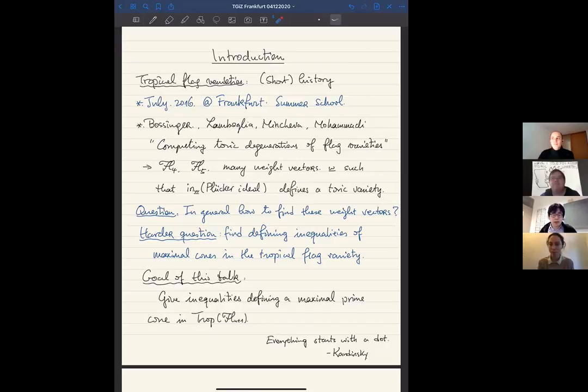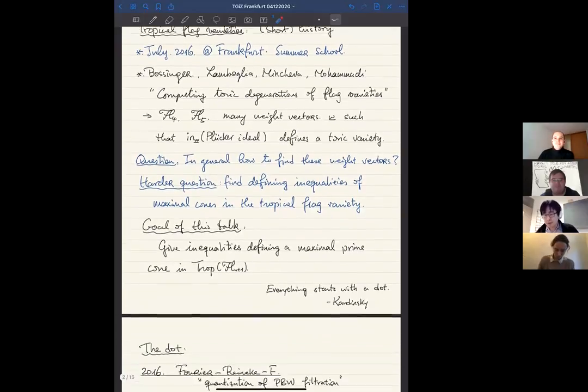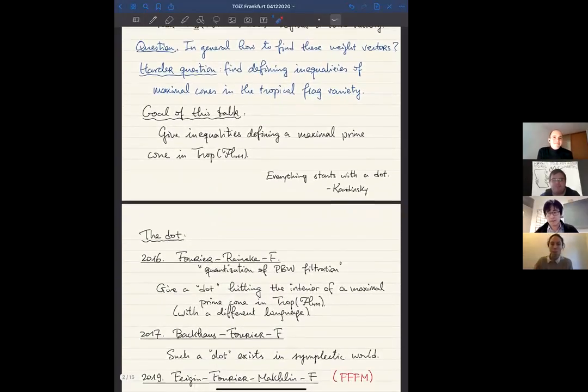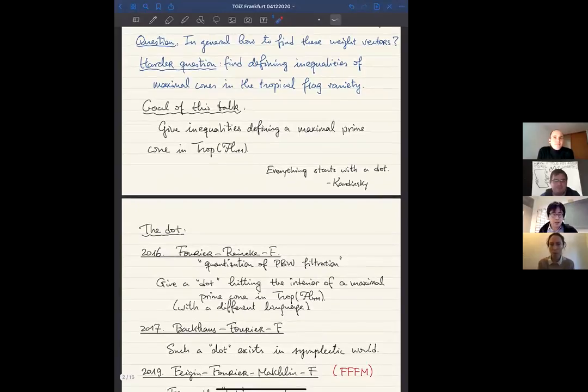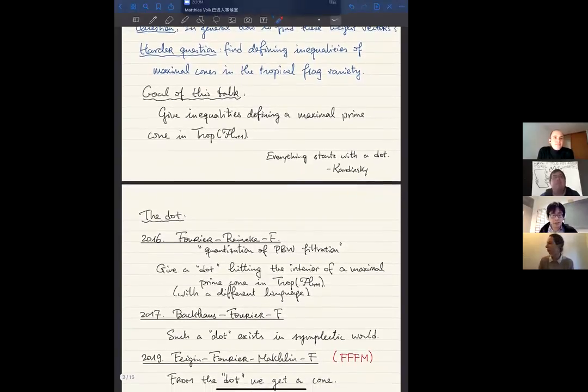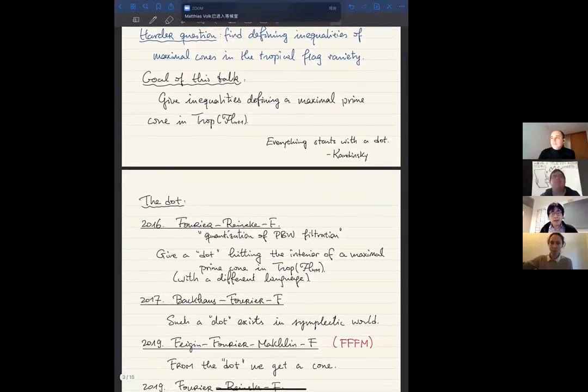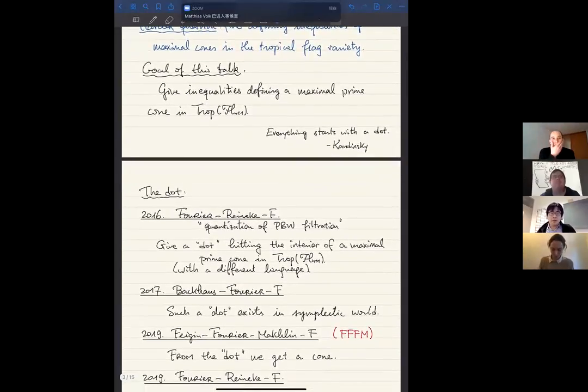Now I want to start, and everything starts with a dot. You all know this phrase from Kandinsky. Where is the dot? Everything starts there. The dot is in a joint work with Fourier and Markus Reineke. Essentially, the motivation of our work was that we wanted to study some quantization of the PBW filtration. The PBW filtration is something from representation theory.